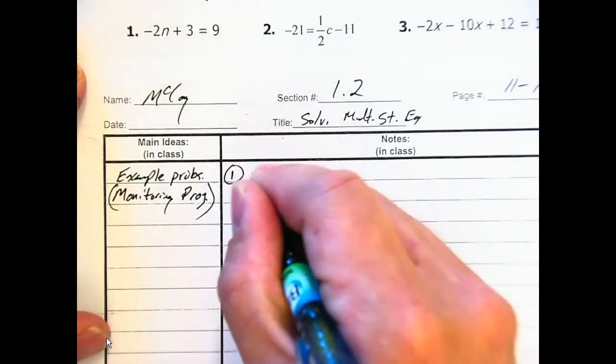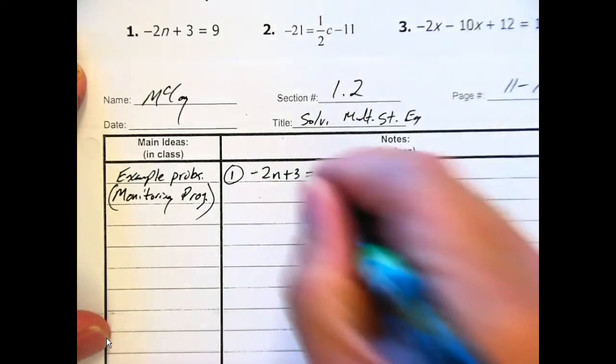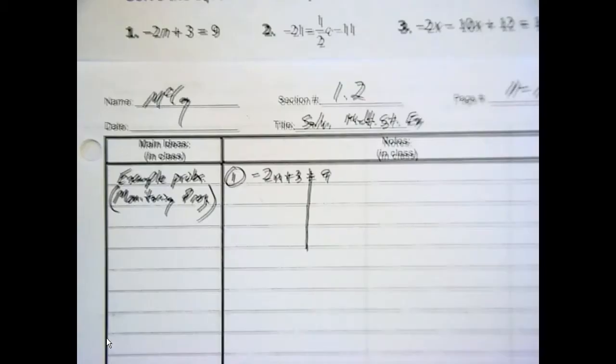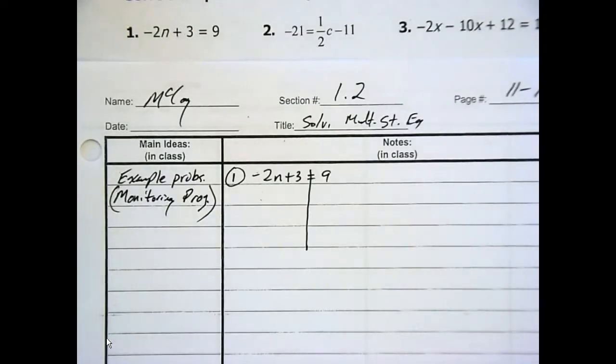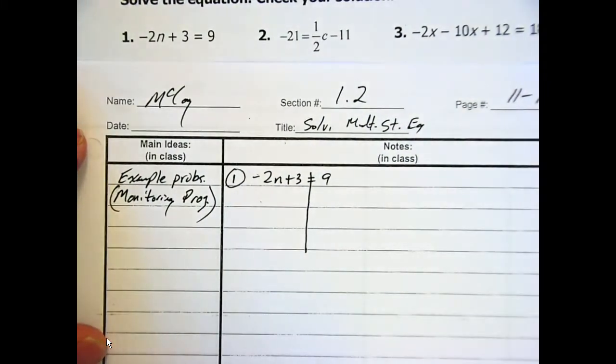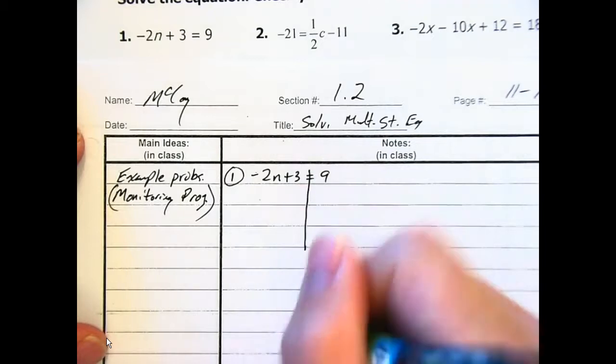So number 1, negative 2n plus 3 equals 9. I put the problem there. I try it. So let's walk through it. The goal in solving equations is to get the variable by itself. I need to get it alone, meaning I need to get rid of 2 things. What are the 2 things? Sarah, what's 1? And what's the other, Cassie? Negative 2. How do I get rid of the 3?